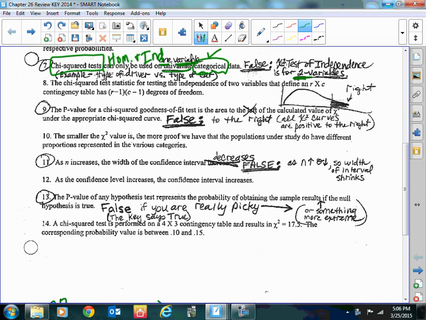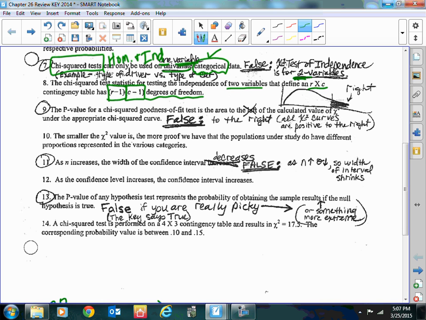All right, number 8, the chi-squared test statistic for testing for independence. So chi-squared test of independence with the two variables when we have a matrix. It's defined by an R by C, rows by columns, contingency table has rows minus 1 times columns minus 1 degrees of freedom, and that is true. That is a straight up definition. Unlike goodness of fit, that is just categories minus 1.